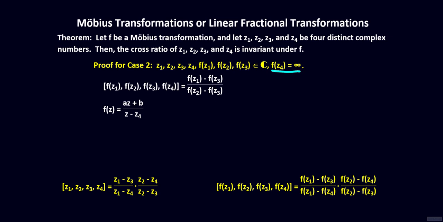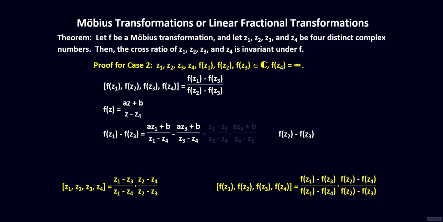As in case 1, we proceed to calculate f of z sub 1 minus f of z sub 3 and f of z sub 2 minus f of z sub 3. f of z sub 1 equals the quantity a times z sub 1 plus b divided by the quantity z sub 1 minus z sub 4. And f of z sub 3 equals the quantity a times z sub 3 plus b divided by the quantity z sub 3 minus z sub 4. This factors out into this expression. Similarly, f of z sub 2 minus f of z sub 3 is equal to this quantity.